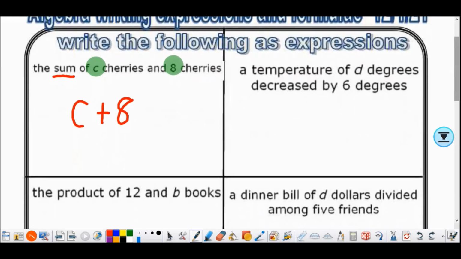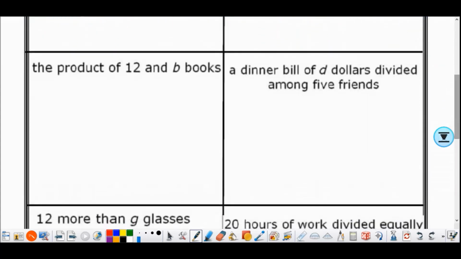Second one, a temperature of D degrees decreased by 6 degrees. So D degrees decreased by 6 degrees. Third one, a product of 12 and B books. Product means multiply, so I've got 12 multiply by B books, and remember in algebra we don't need to write the multiplication sign, we squeeze the two terms together and we end up with 12 lots of B.